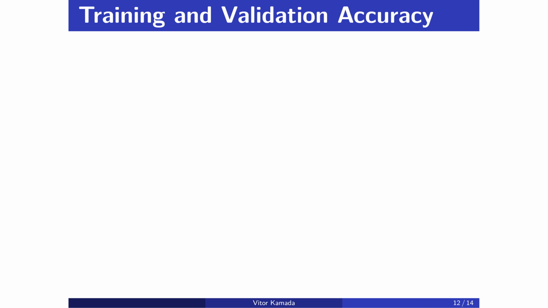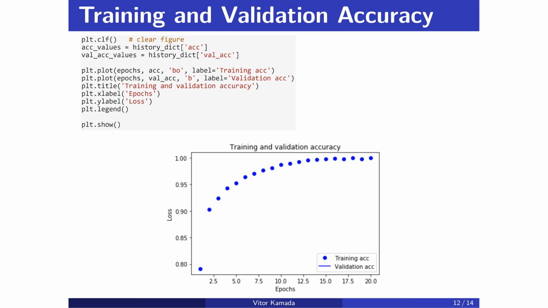Now let's see the graphic for the training and validation accuracy. Here's the code. See that if epoch increases, the accuracy increases until almost 100%. That means 100% predicted correctly. But for the validation dataset, after the third epoch, the prediction gets worse.